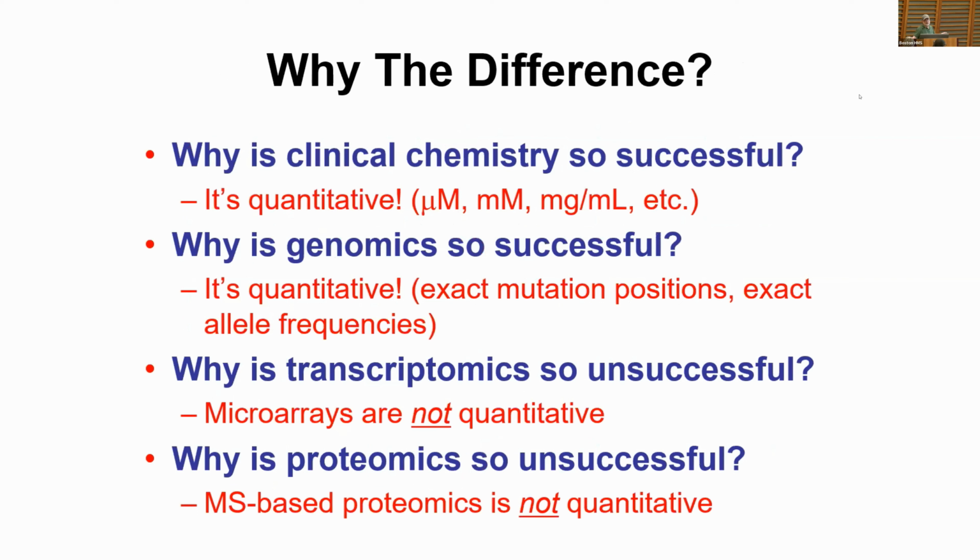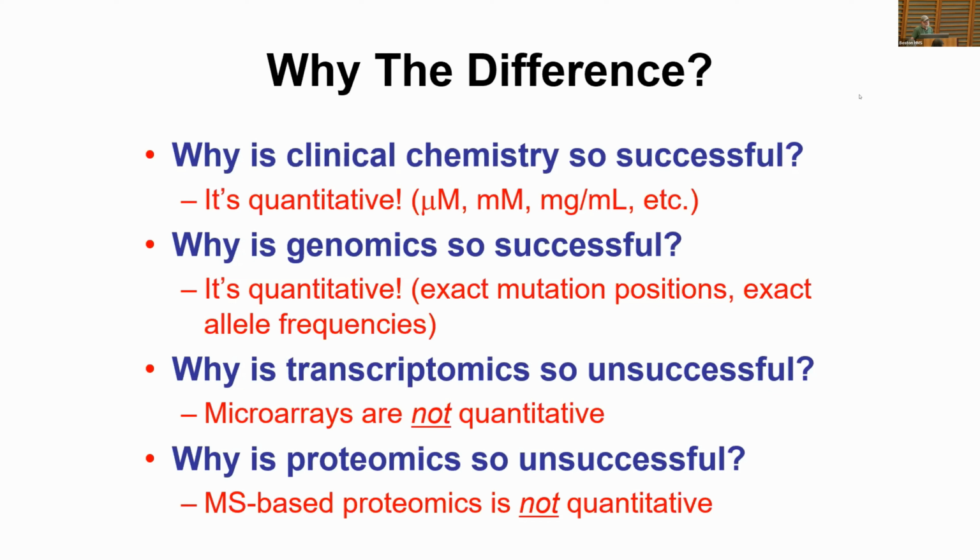So why is the difference between, say, metabolomics versus proteomics or genomics versus transcriptomics? Why is clinical chemistry so successful? Well, it's quantitative. If you've ever worked in a clinical chemistry lab, if you've ever had some clinical chemistry measured on a urine or blood sample, you'll get things like mgs per mil or micromolar or millimolar. Why is genomics so successful? It's also quantitative. That's because you get exact positions of the mutation. It's a length measurement. It's a change at base 7,726, and it's not 7725 or 7724. It's precise, it's exact. So why is transcriptomics so unsuccessful?